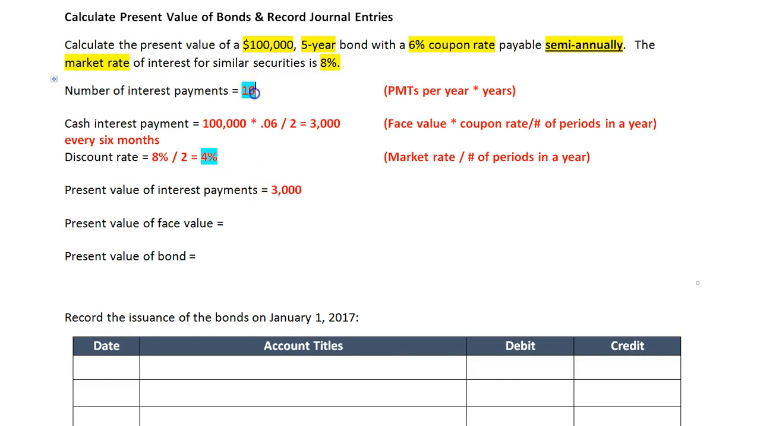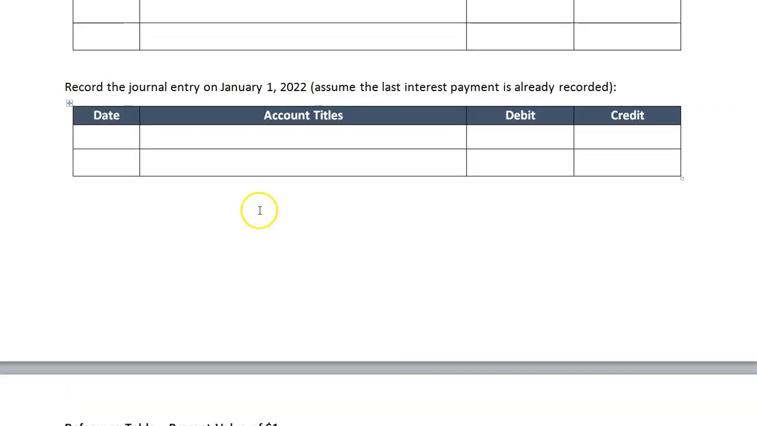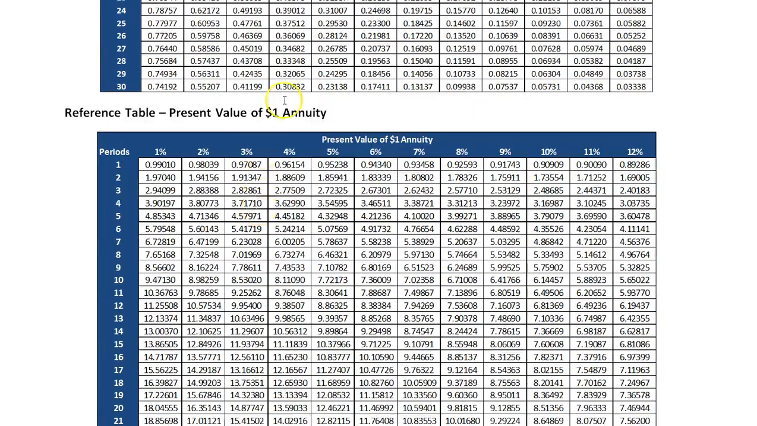And we're going to multiply it by the present value annuity factor that we find in the table. So we're going to carry these numbers in our mind, 10 and 4%, to the annuity table. So notice I skip down here to the annuity table. I'm going to remember 10 and 4. Here's the 4%, and here's 10. It's 8.11090. This is what we're going to multiply the 3,000 by.